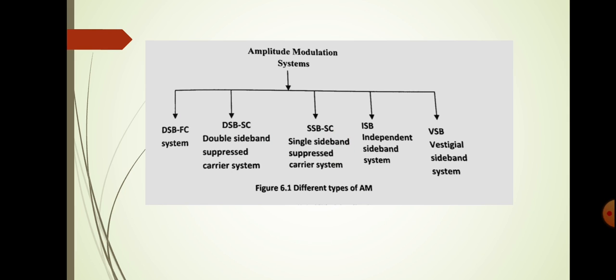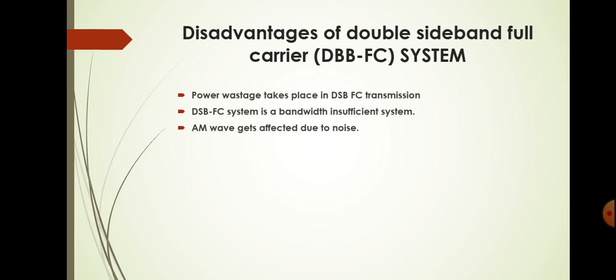In the ordinary AM modulation that we studied in the previous class, that is the double sideband full carrier system, the carrier, upper sideband and lower sideband will be there. That type of system has some disadvantages. When we transmit such an amplitude modulated wave, power wastage takes place during transmission, because we have to transmit the carrier, upper sideband and lower sideband.